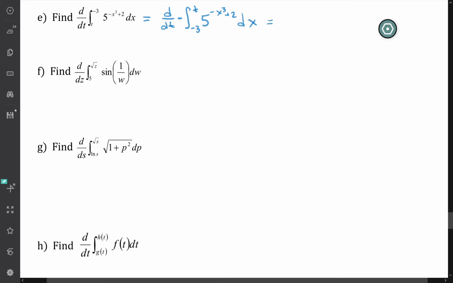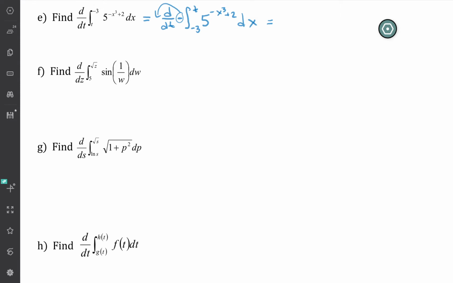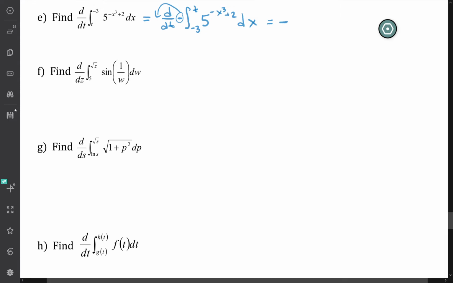And at that point, we can say, okay, multiplying by a -1 just carries through when you take a derivative, so you can mentally move that out in front and say the -1 is just going to sit there. When I take the derivative of the antiderivative of 5 to the negative x cubed plus 2, I'm going to get back to that same function, only we've switched variables along the way.